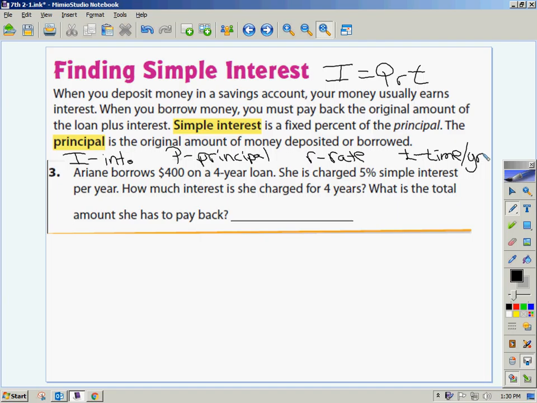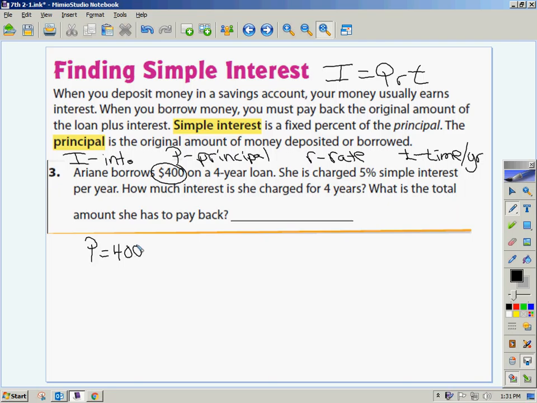So, if we take a look at the your turn number 3. Arain borrows $400. What does the $400 represent in terms of our equation? I equals PRT. Is it I, is it P, is it R, or is it T? It is P. This $400 is the principal amount, the amount that was initially borrowed.